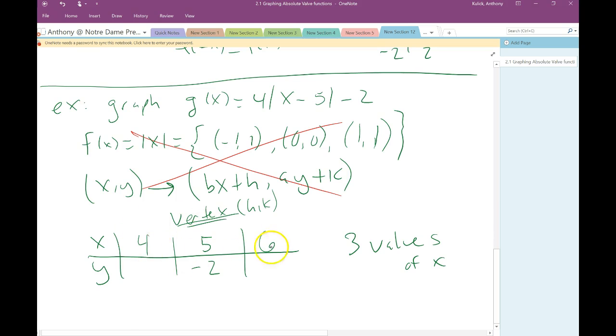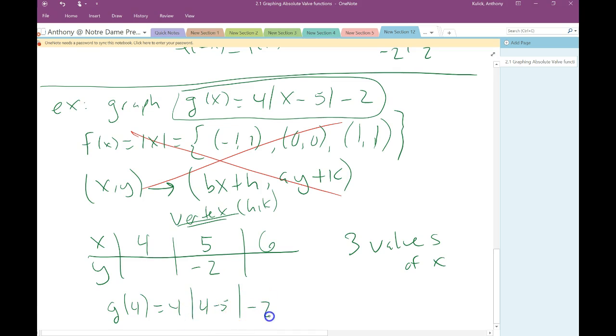Once I've chosen those values for x, I can find the value for y by just plugging back into my function here. So g of 4 is 4 times the absolute value of 4 minus 5, minus 2. Again, the absolute values work like a parenthesis, so I'm going to do the stuff inside the absolute value first. And then the absolute value of negative 1 is just positive 1. And then 4 times 1 is 4, and minus 2 is 2.